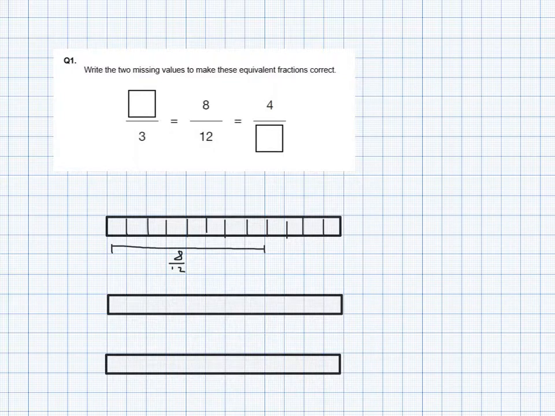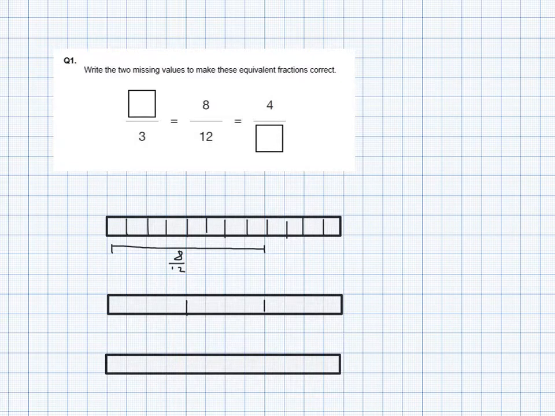Then I'm going to move on to my next fraction, the one on the left here. I've got thirds. So I've got the same length bar, otherwise I can't compare my fractions, but this time it's divided not into 12 boxes, but into 3 equal sized boxes. I know 12 divided by 3 is 4, so I'm going to have 4 boxes in each one. So now I've got thirds.